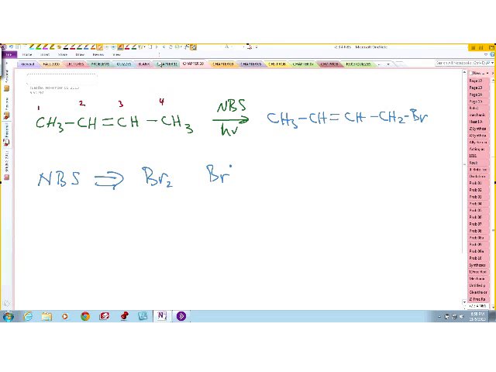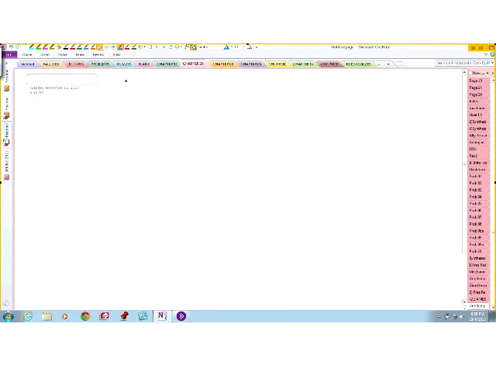Now, the problem with free radicals is this. Free radicals are very, very reactive. Okay, so let us see here: free radical and resonance.